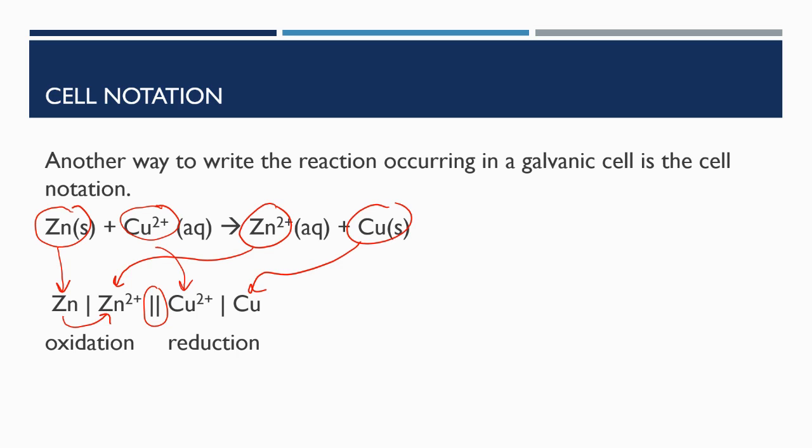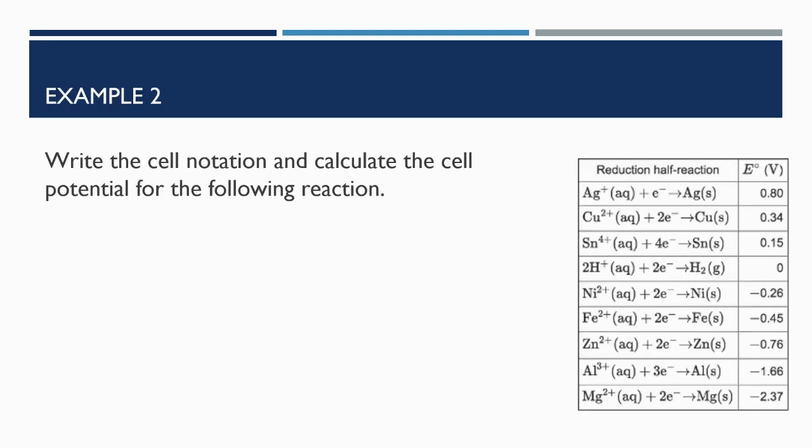And so the oxidation is always shown first, the reduction is always shown second. This particular way of writing this is called a cell notation. It's just a simpler way of writing what's going on in a redox reaction or a galvanic cell. So let's write the cell notation and calculate the cell potential for this reaction.